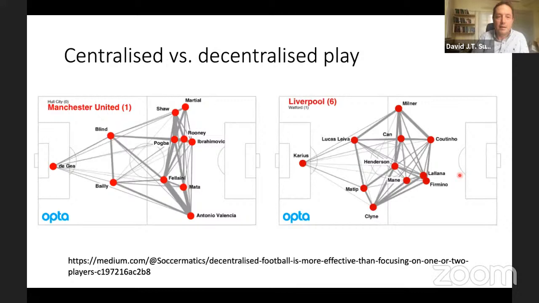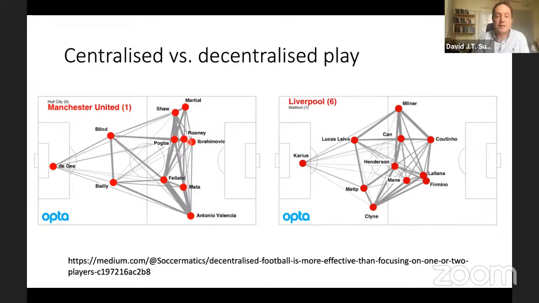I said centralized versus decentralized. I wrote a Medium article, which you can have a look at, about this. One thing that could be noticed in the first, this was with Ibrahimovic, it wasn't Pogba's first season, but Manchester United in this season, what was it, three, four seasons ago? Four, if you count this season.